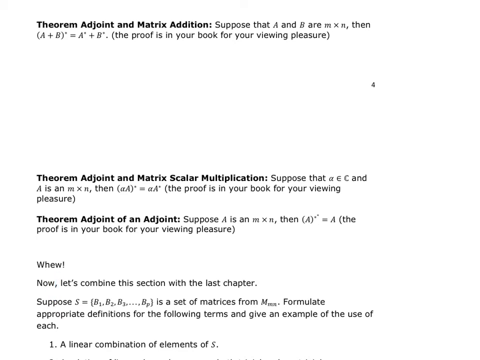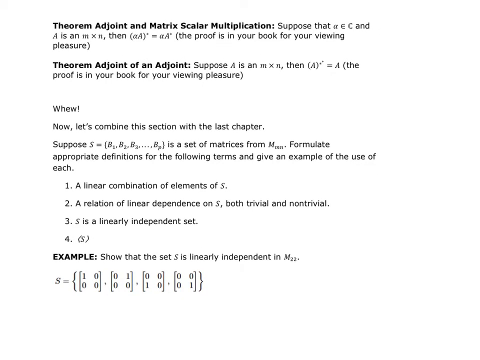Now let's combine what we just learned with what we learned in the last chapter with vectors. Suppose we have this set where the B's are now a set of matrices of the same size. We want to find a linear combination. How do we apply the linear combination to this, and how do we determine whether or not we're linearly independent? How do we know if a matrix C is in the span? So let's take a look at our first example here.